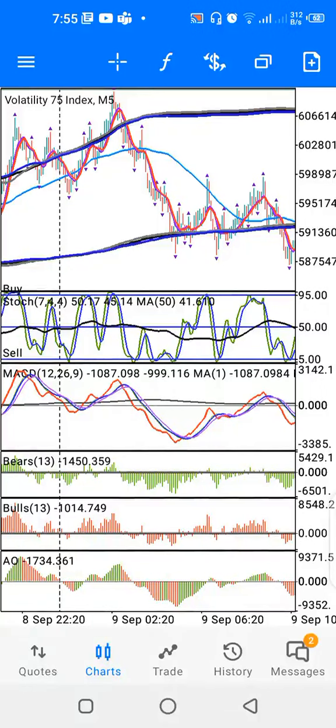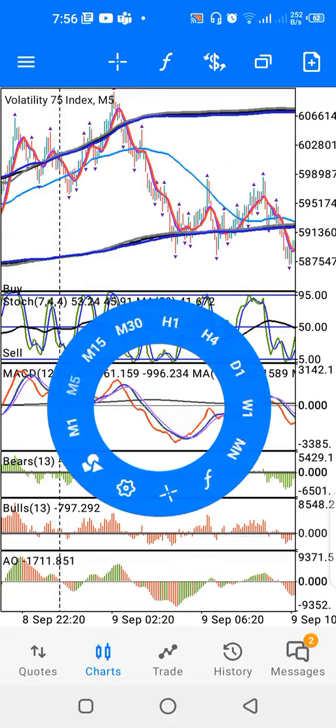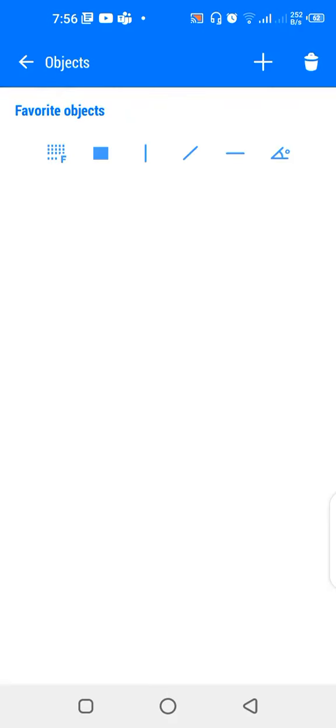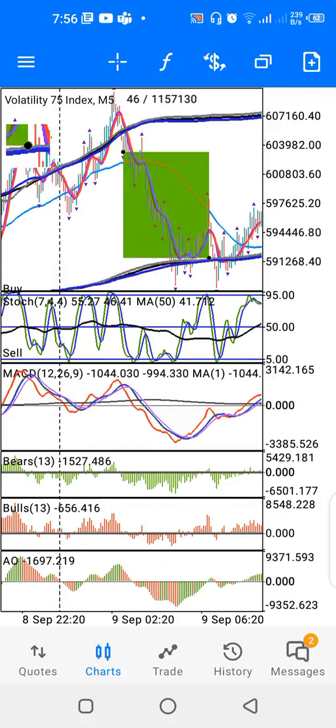Hello and welcome to another video on how to trade volatility 75 index. I have volatility 75 index on my screen, and the screen is divided into many windows. Okay, this is my main window.